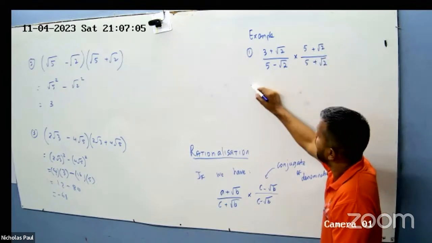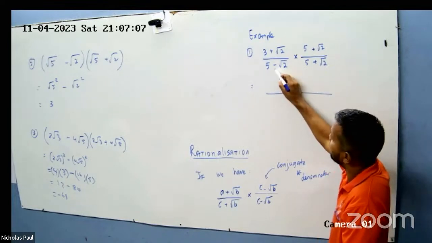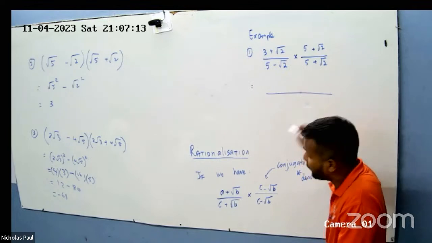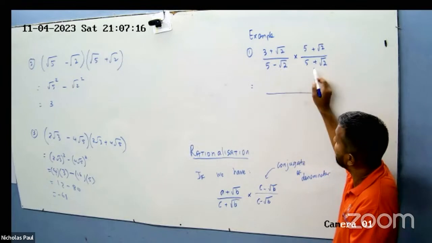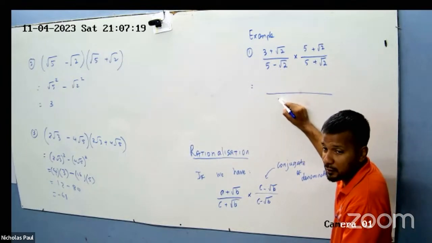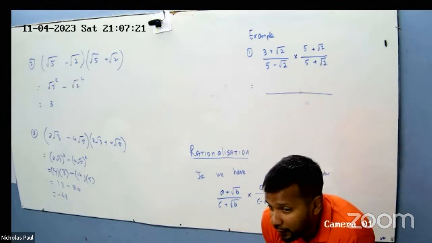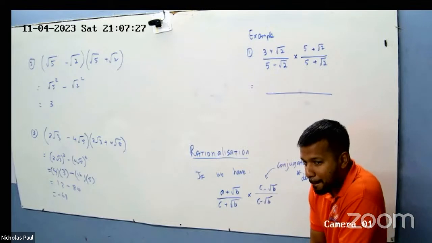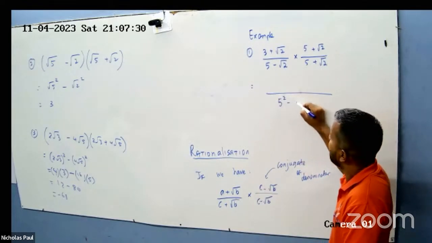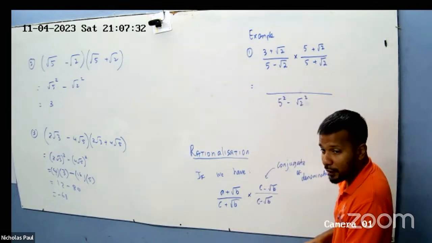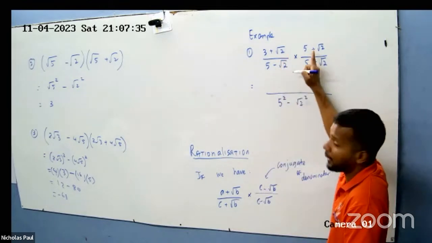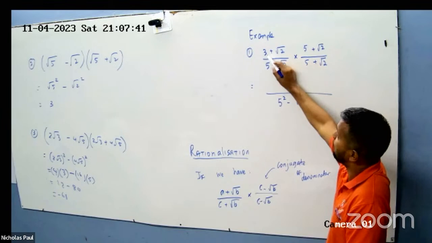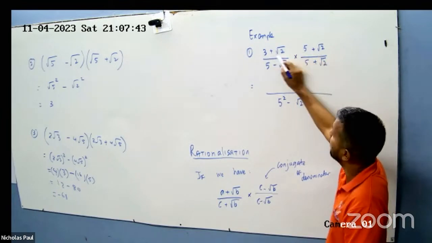Correct? What will the denominator be when you multiply this by this? What will you get? This by the conjugate gives you what? It will be 3 squared minus root 2 squared. Okay? What about the numerator? Can you help me multiply this out? What do you normally do when you multiply this by this? 3 by 3 is what?